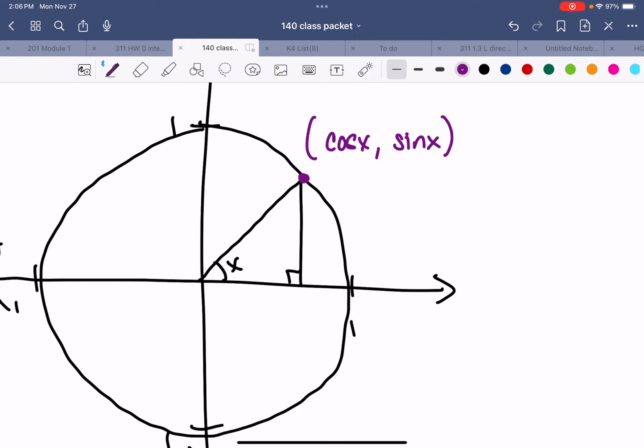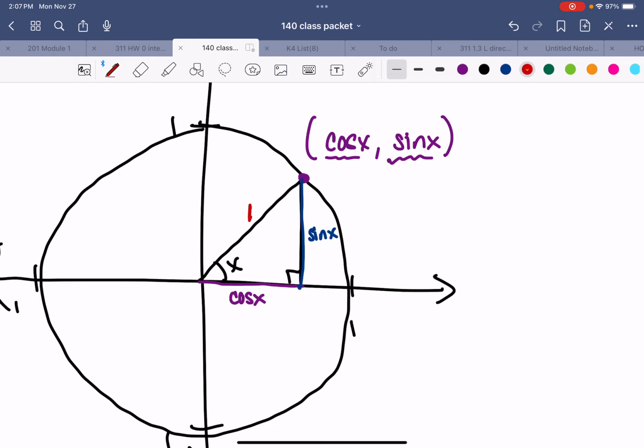Now, the x coordinate here represents how far along the x-axis you go. So this distance here is the same as cosine x. The second coordinate is your y coordinate. So that's the height, right? If you were plotting the point 2, 3, you go to the right 2, up 3. So that means that this distance is sine x. And this is a unit circle, which means that the hypotenuse, or that radius, is always 1.